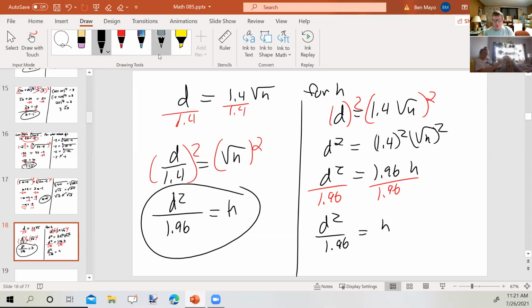Now, if you're confused and you're saying, but Mr. Mayo, earlier you said if you have a radical to isolate the radical term. Well, this is a single term. Now, if it was 1.4 plus the square root of h, or 1.4 minus the square root of h, then the 1.4 would be a separate term, and I would definitely move it over first. But it's all part of that same radical term. It's being multiplied. So I can get rid of it first or later and get the same result. Any questions about this problem?